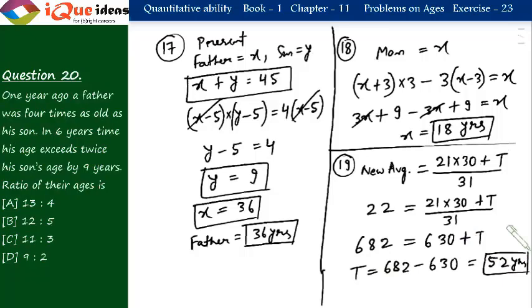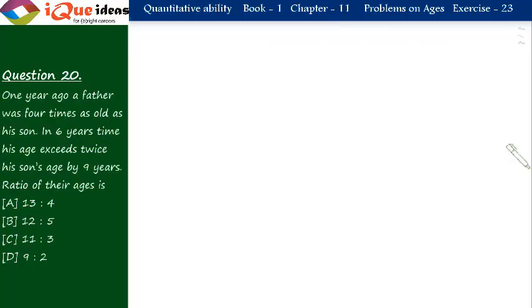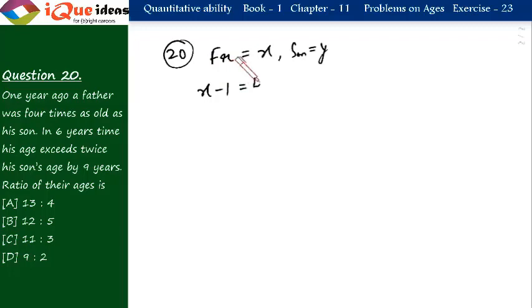Now let's take up the next question. Question number 20. It says 1 year ago, father was 4 times as old as his son. So let's say present father's age is x and son's age is y. Now 1 year ago father's age would be x minus 1 and it would be 4 times 1 year ago son's age would be y minus 1. Open it. X minus 1 is equal to 4y minus 4. So it is x equal to 4y minus 3.